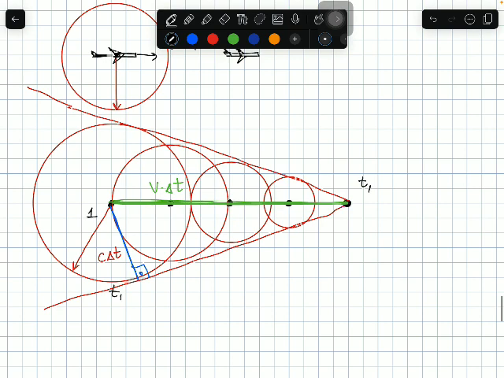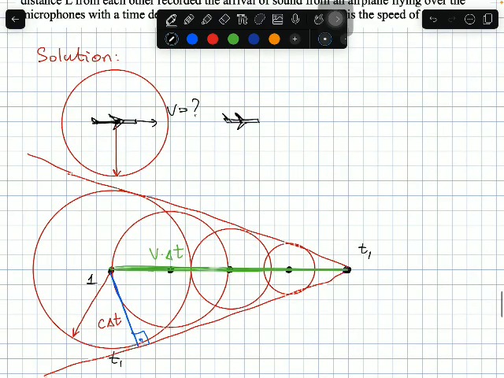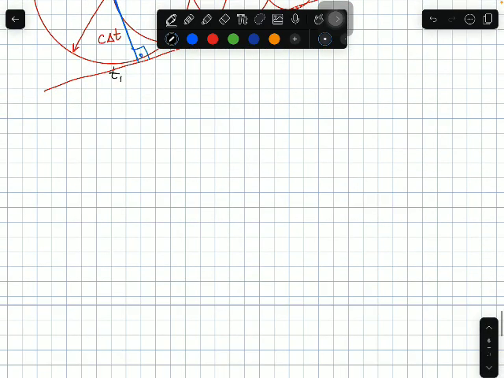As the problem states, we have two microphones located vertically. So let me draw another picture. There is a plane going along the straight line, and there are two microphones, A and B. The distance between them is L. And then they detect the first sound of the plane. Of course, in this case, we don't have the beeping sound. The sound of the plane is continuous, right?